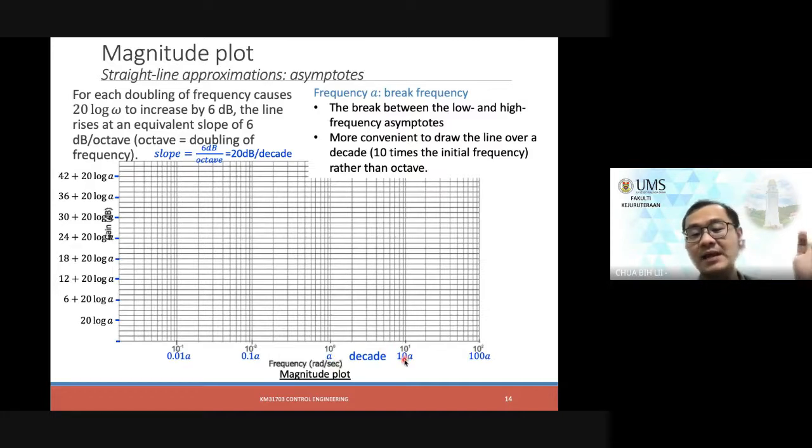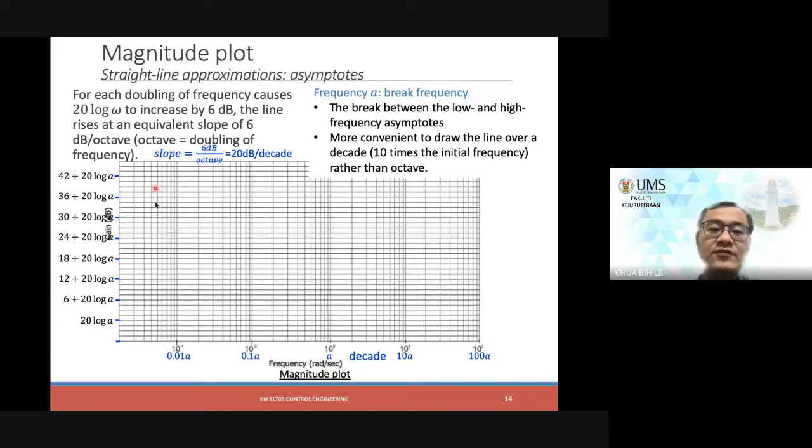Then every time it becomes 10, 100, and so on. Whereas here we divide by 10, divide by 10. So therefore we have 0.01 A, 0.1 A, and so on. That is the magnitude plot. So plot it accordingly. And on the y-axis, we would put 0, then 20 log A, then 6 plus 20 log A, 12 plus 20 log A, and so on. So you will see that every time it increases in the form of 6, 12. We call that a 6 dB increment. So this is how we would set up our magnitude plot.